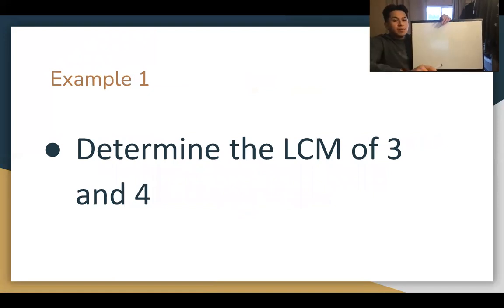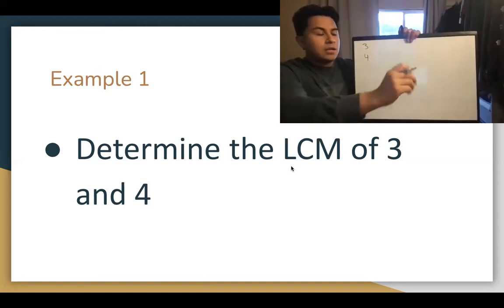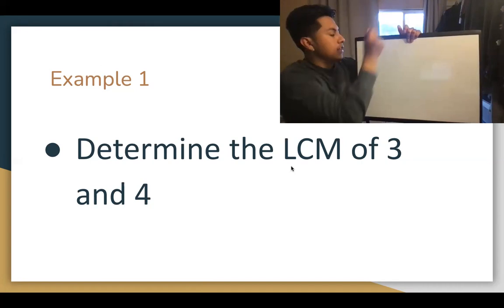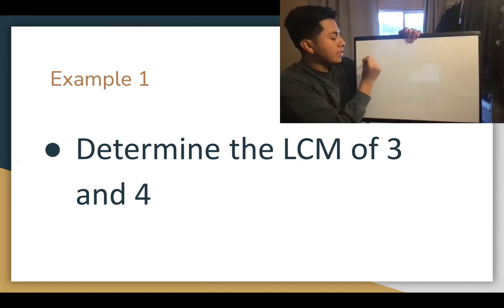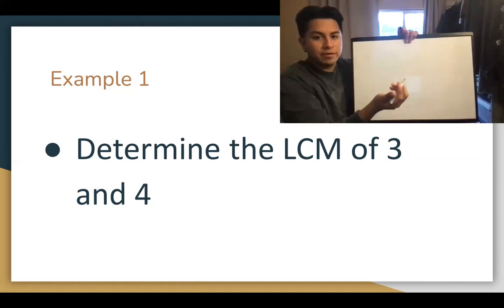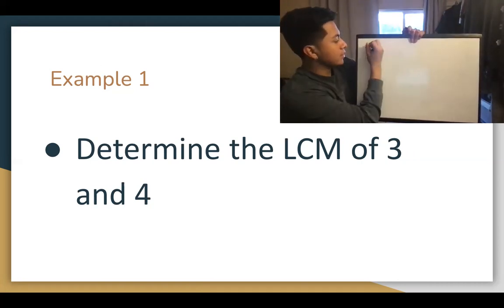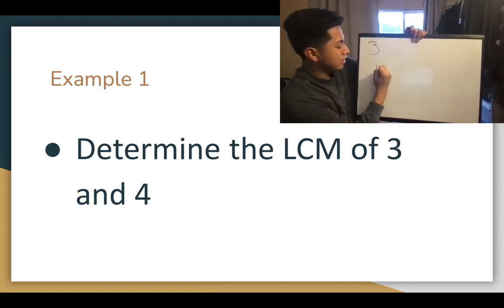And with this first example, I'm gonna show you guys with simple numbers. So determine the LCM of 3 and 4. So for simple numbers such as 3 and 4, all we have to do is just write down the multiples of each number until we actually find one that matches for both of them.